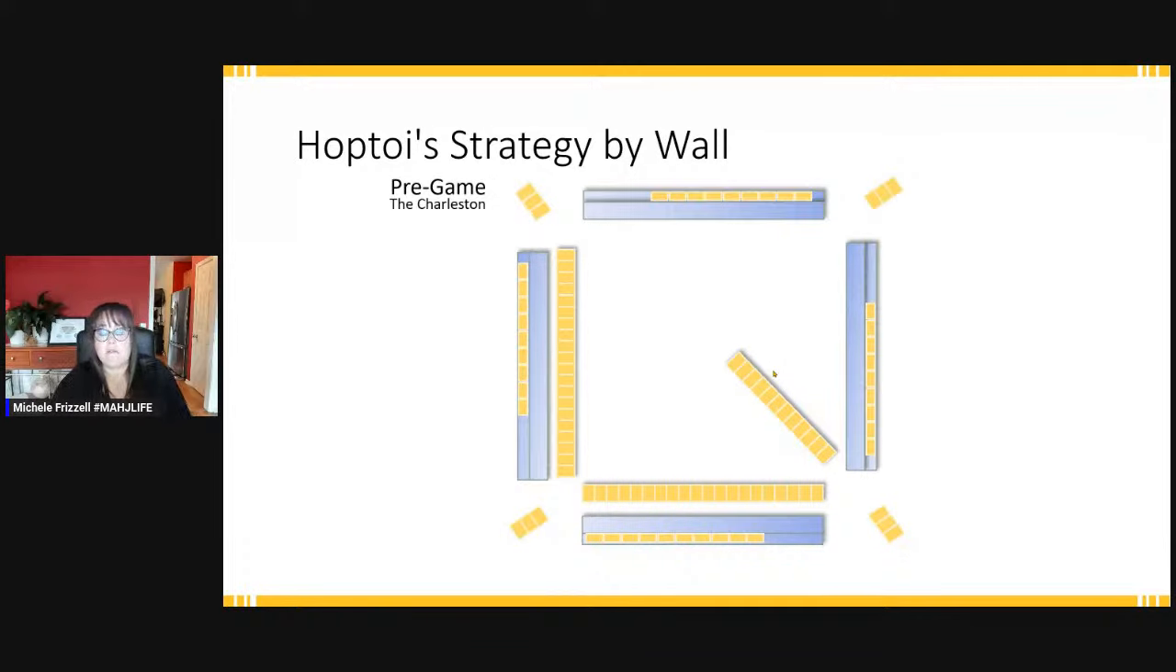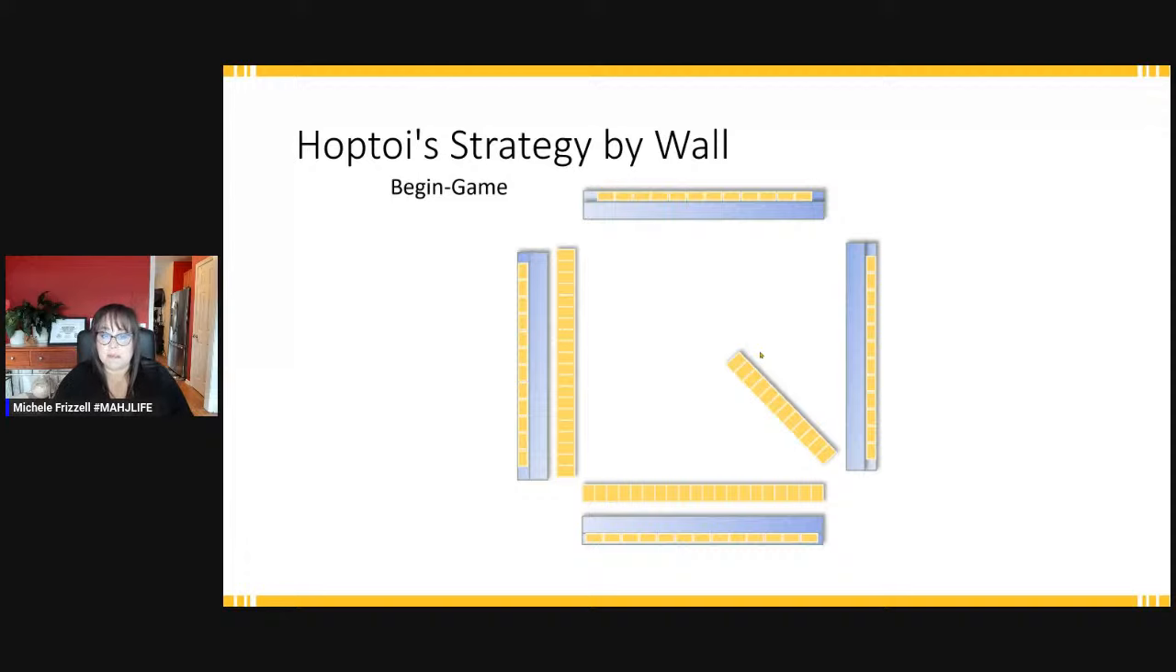Then we have the Charleston. This is a pregame, or the Charleston. This is where you can exponentially improve your dealt hand by making good decisions, hopefully, so that you can set yourself up for success going into the pick and discard phase of the game.